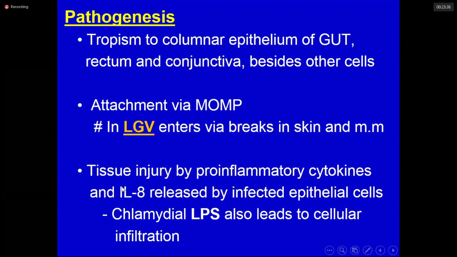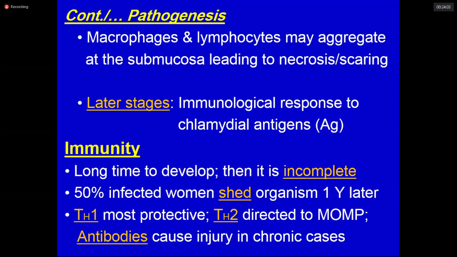The chlamydia lipopolysaccharide also leads to cellular infiltration. Cells of the immune system come to the area to attack the bacteria. Some of them are part of the innate, non-specific immunity, and some are part of the adaptive immunity, which is the specific immunity. Macrophages are part of the innate immunity. Lymphocytes may aggregate at the submucosa, leading to necrosis and scarring. Scarring means that after the injury, a scar forms, an area of fibrosis.